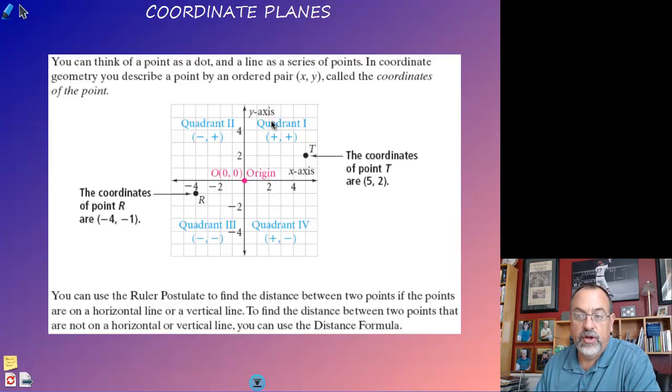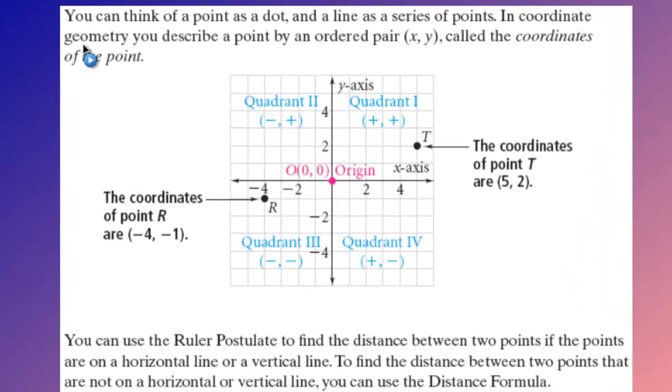So there's some information that maybe some of you are familiar with and other parts you're not. So we'll go through it all. It says here you can think of a point as a dot. We talked about that as a definition of a point as we represent it by using a dot. And remember that a line is just a series of these dots, or a series of these points. So in coordinate geometry we describe a point by an ordered pair x, y.